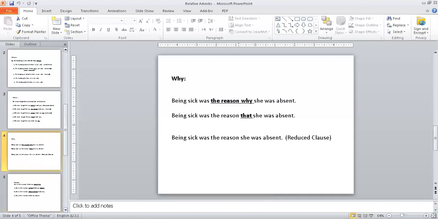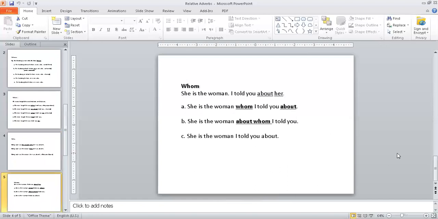Now, the last point is with whom. We studied whom before. Note that we can also use whom with a preposition. Look at this sentence. She is the woman. I told you about her. Her refers to the woman. Look at about. About is a preposition. So about is a preposition. Her refers to the woman.